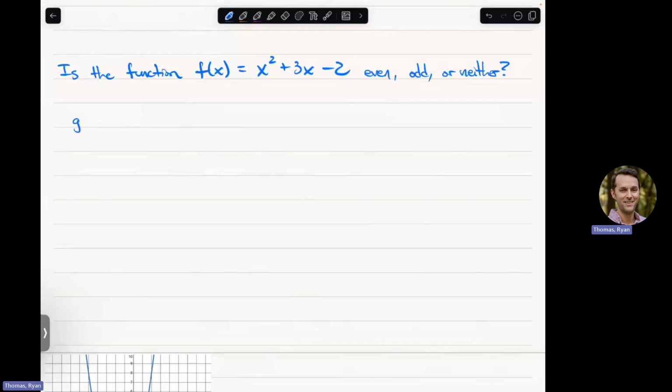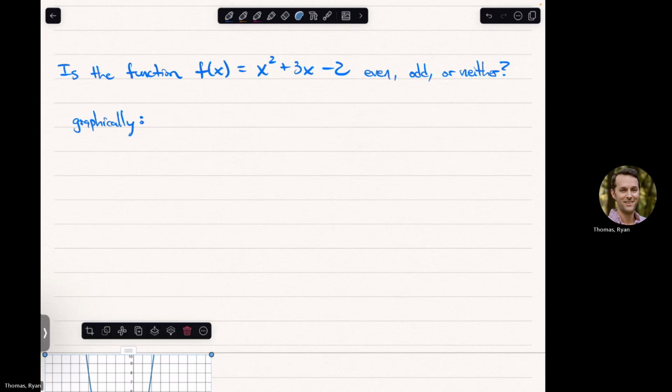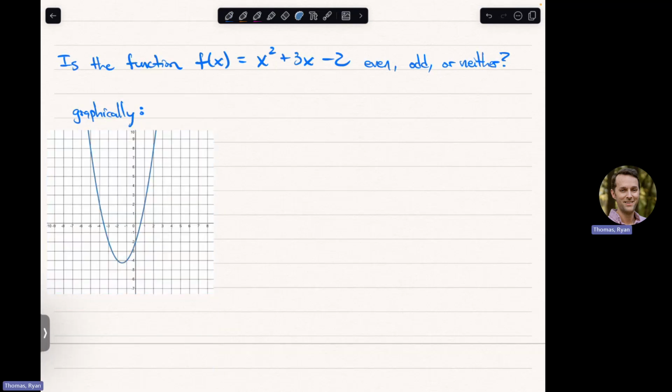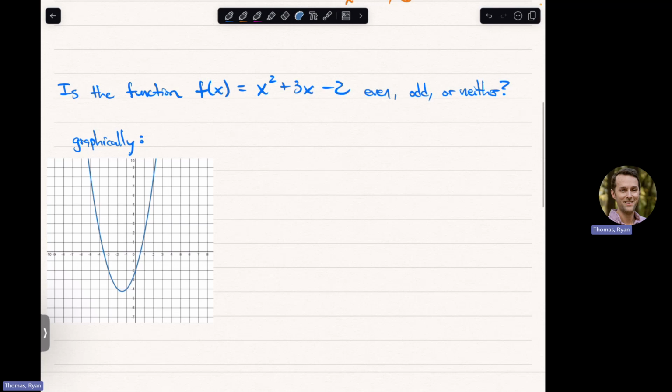To determine if a function is even, odd, or neither, we're looking at symmetries. One way that we can do this is graphically. Here is the graph of this function.